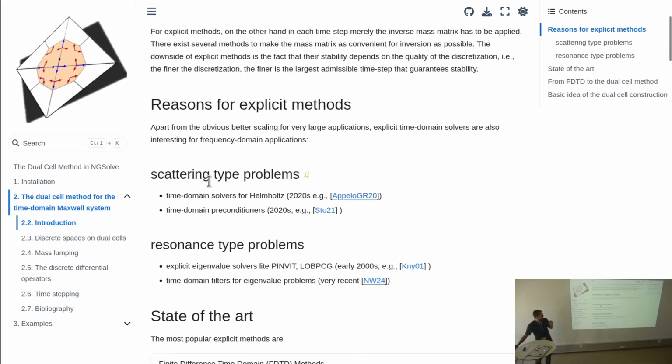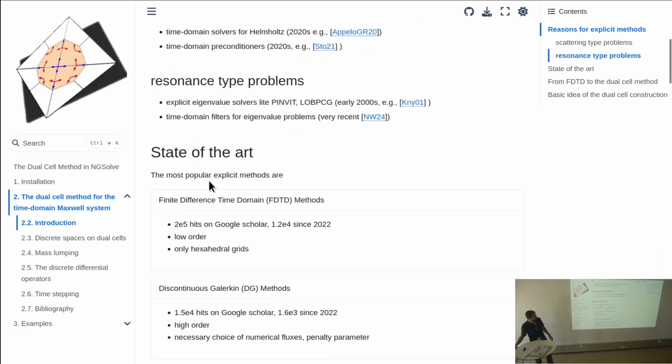So what we are going to do is use explicit methods in time. Probably most of you are familiar with that. Also Philipp and Christoph mentioned some explicit methods here. So why do we use explicit methods, or what is an explicit method? Basically, the main premise is that in each time step you merely have to apply an inverse mass matrix, and not the whole system matrix, including some spatial differential operators, but merely a mass matrix.